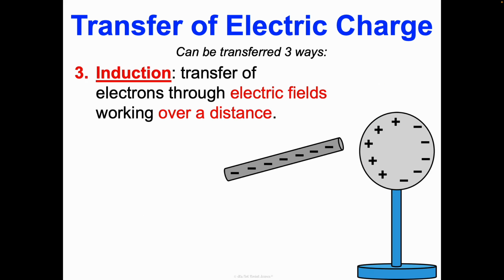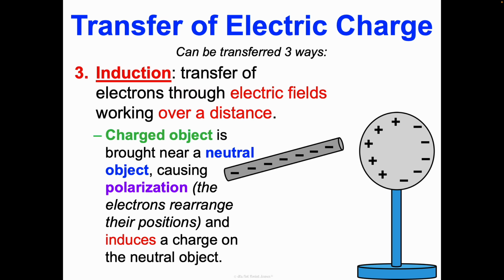And then lastly, we can see that charge can be transferred through induction. So this is a transfer of electrons through electric fields, and it's working over a distance. So a charged object can be brought near a neutral object, and that can cause polarization. So the electrons rearrange their positions, and then it induces a charge on that neutral object. Okay, we saw this in several of our stations. You can see it here as well.